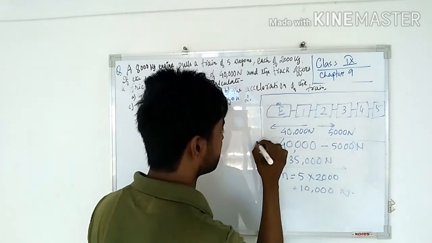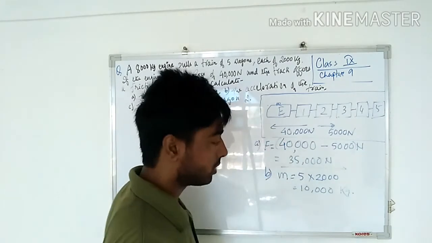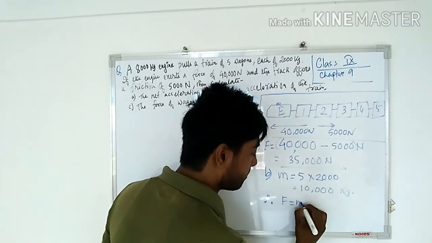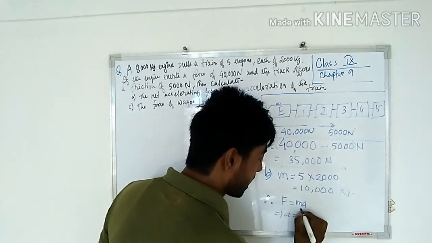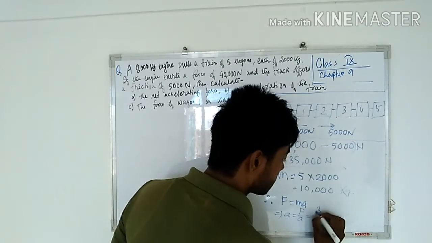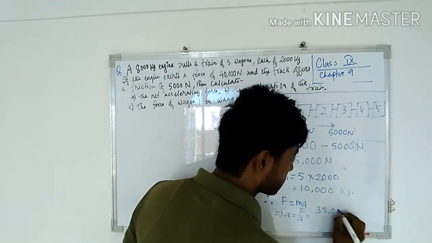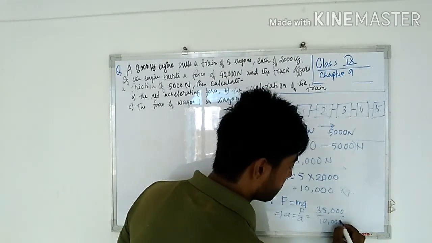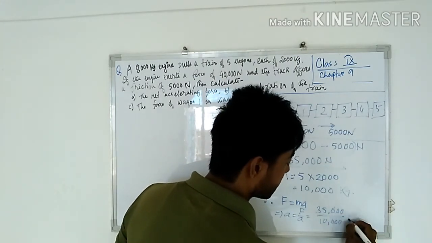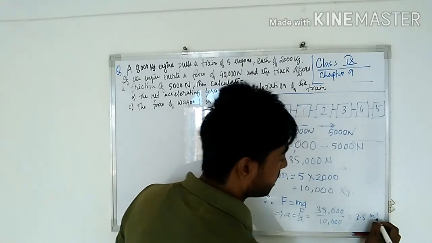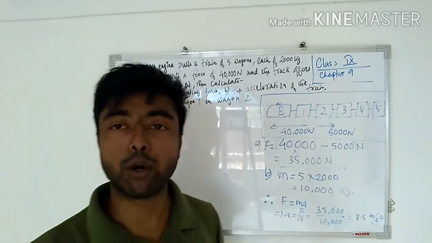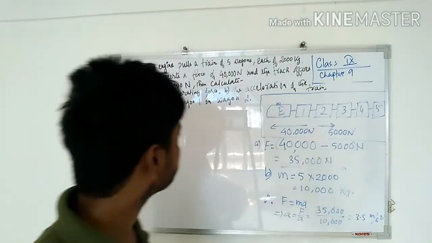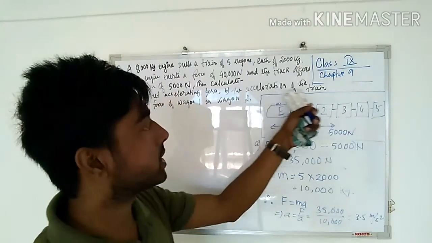Force is how much? Oh, you have to write here. F is equal to, force is given. So therefore acceleration, we know that F is equal to ma. From there acceleration will be F by m. Force is 35,000 divided by 10,000. To cut zeros, you will get 3.5 meter per second square. 3.5 meter per second square. This is the acceleration of the train.